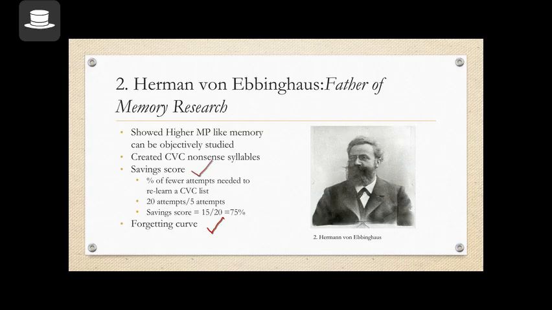So let's talk about each of these constructs. First, we'll talk about the idea of savings score. Then we'll talk about the forgetting curve.